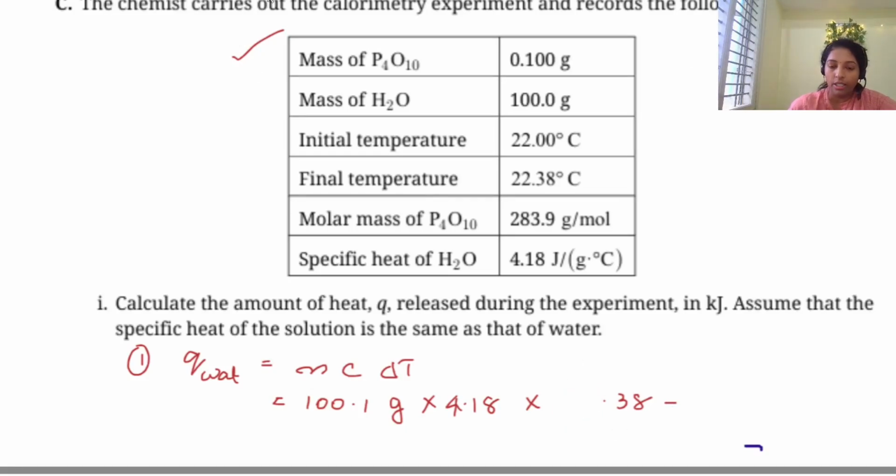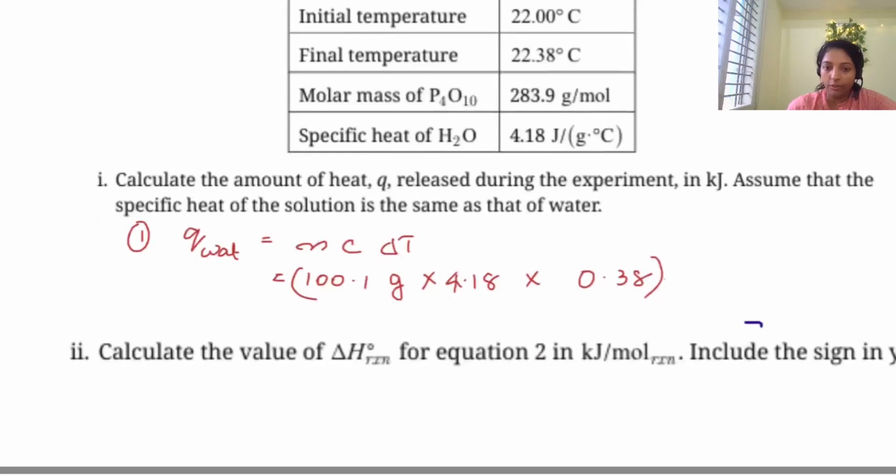So it's just 0.38, correct? Again, see the decimal places: 2 decimal places, so 0.38. So what is the answer? What I got is 160 joules. Again, what do we need? Kilojoules. This is 160 joules only, so in kilojoules it is 0.16. How many significant figures? I need two significant figures, right? 0.38 contains only two significant figures. So just 0.16 kilojoules.